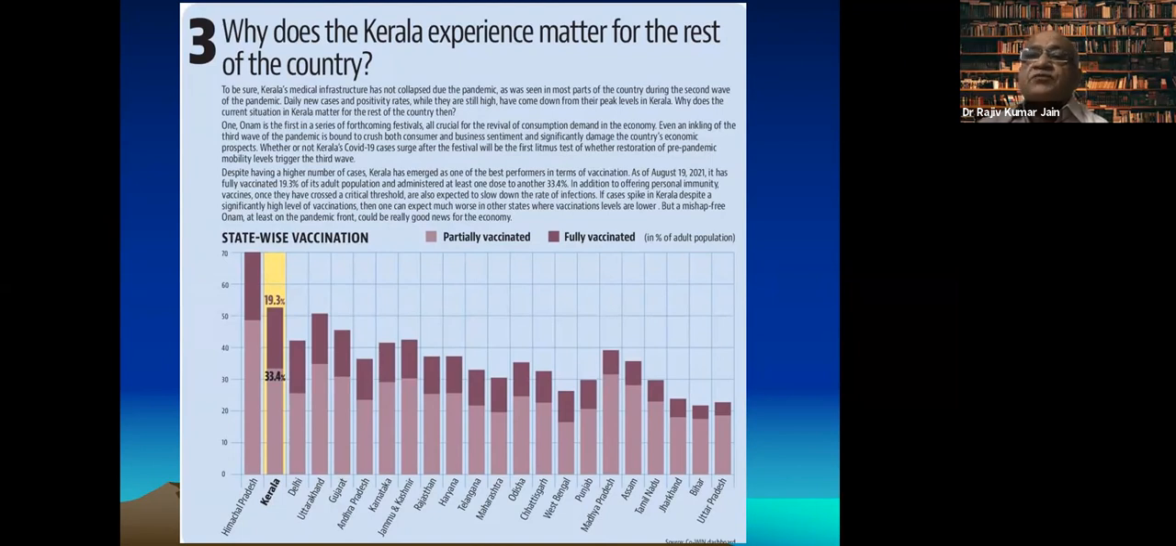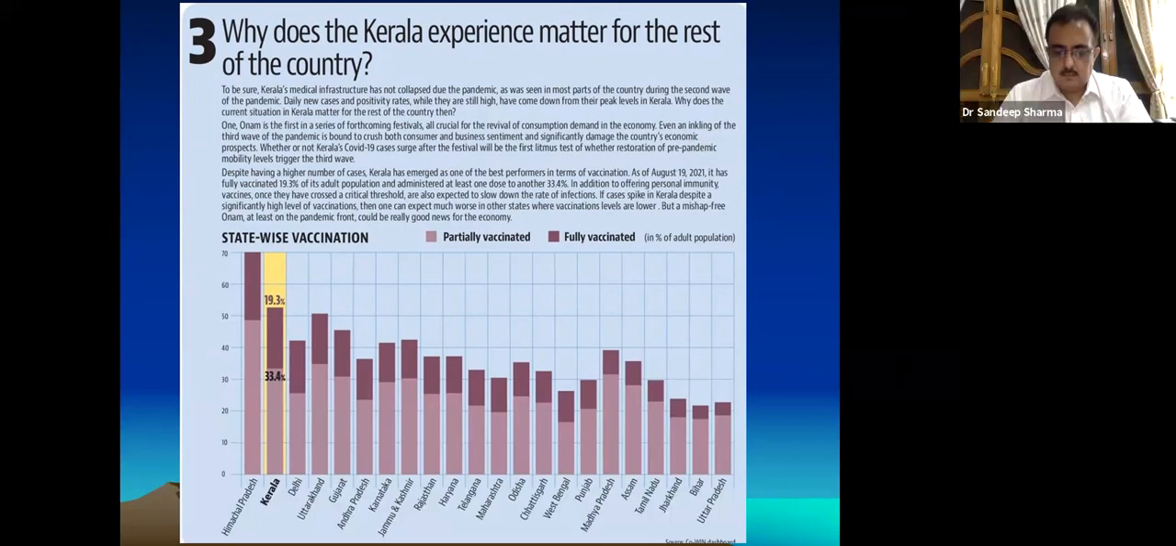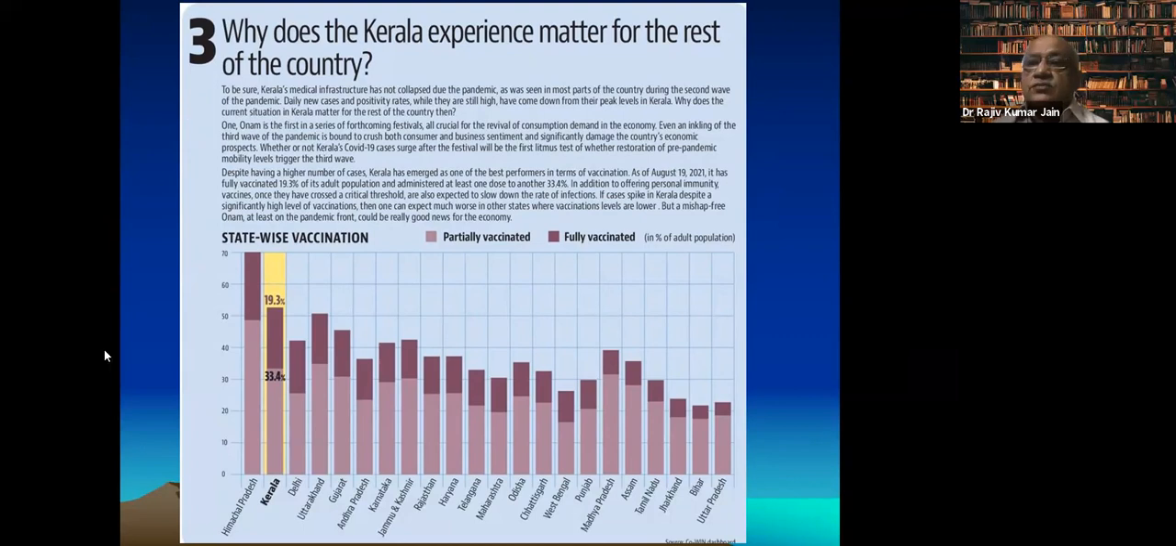But a mishap-free Onam, at least on the pandemic front, could be really good news for the economy. So there is a warning and there is good news. We should wait cautiously now for the last week of August and the first two weeks of September. That will be the litmus test for the country. What happens in Kerala, India will follow.